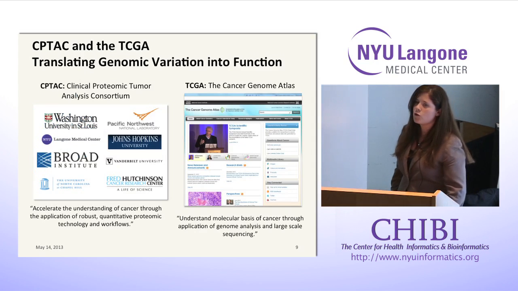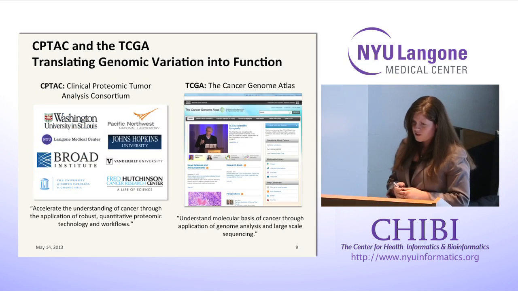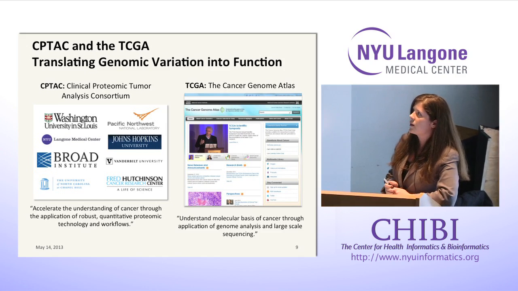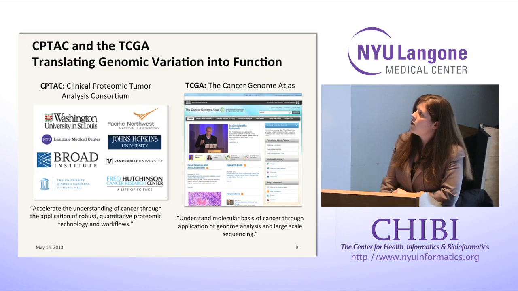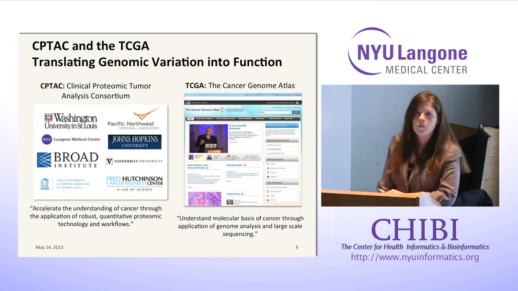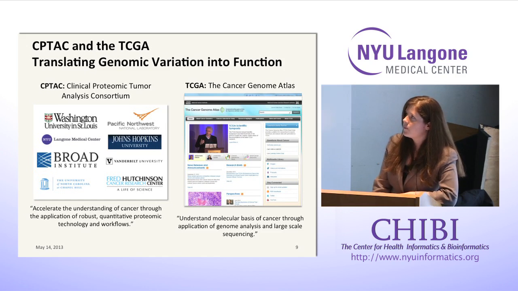For these studies, we're working with two different consortiums. The first is the Clinical Proteomic Tumor Analysis Consortium, or CPTAC, which is made up of many different institutions. We are working primarily with WashU, the Broad, and UNC Chapel Hill, all focusing on breast cancer proteomics and genomics. We work with the other institutions as well, but they focus primarily on ovarian and colon cancer. The goal of CPTAC is to accelerate the understanding of cancer through the application of robust quantitative proteomic technology and workflows.